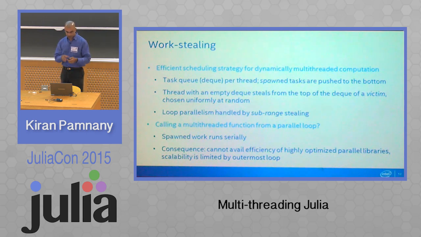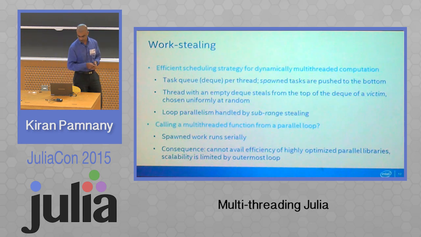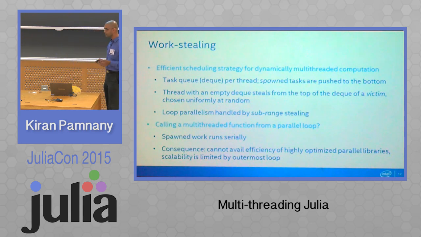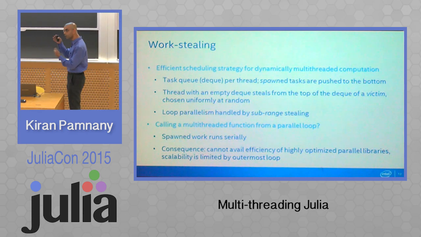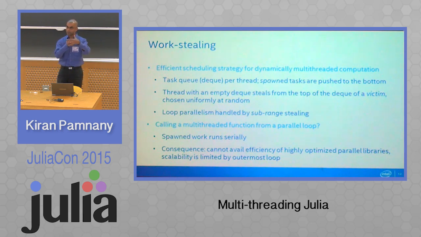So what happens if you call a multi-threaded function from a parallel loop that's implemented on work stealing? You get parallelism when there's available parallelism, but when you spawn work, which is what happens when you have a parallel loop inside a parallel loop calling into a parallel library, all that stuff goes into the bottom of the queue for the thread. And so it cannot really be stolen by other threads until the outermost loop is complete.